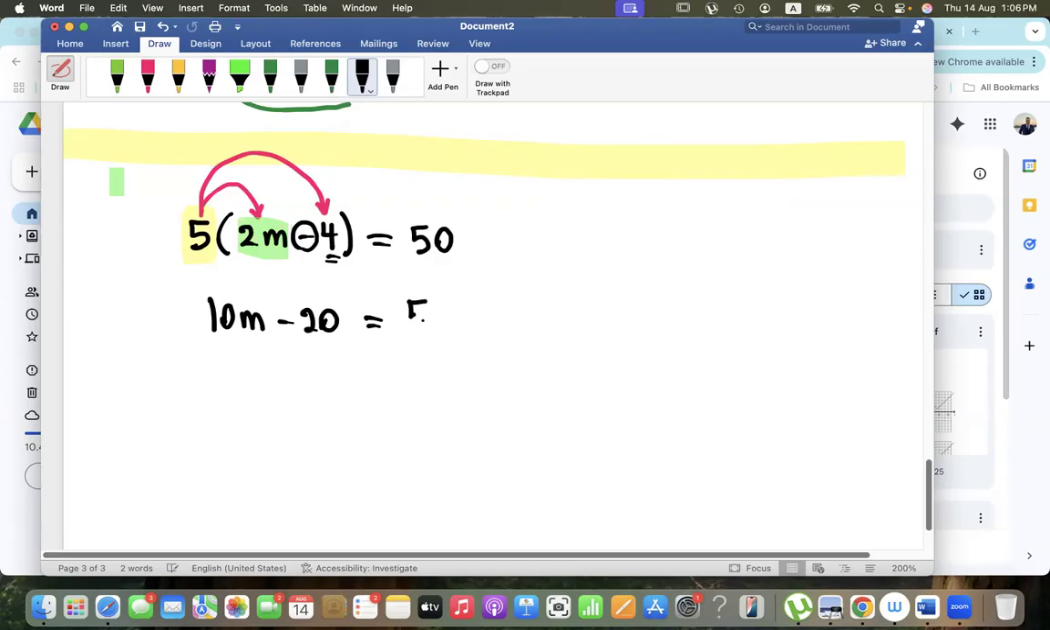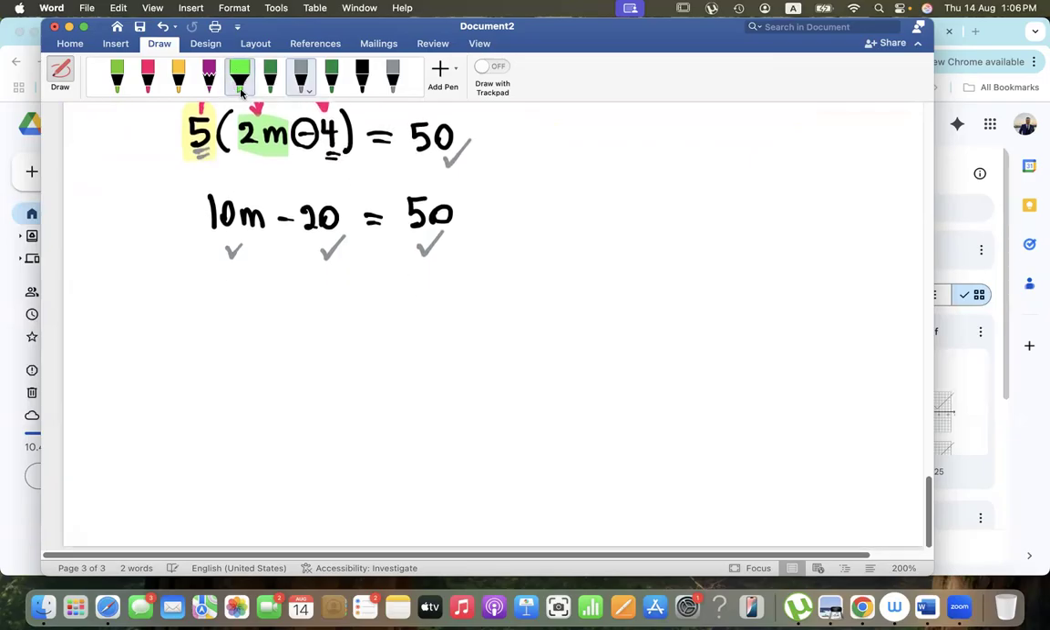Equals the same 50. So again, what I did here is I just multiplied the number which is outside the bracket by the whole bracket. So 5 multiplied by 2m gives me 10m, and 5 multiplied by 4 gives me 20. Why is it negative? Because here it is negative. Equals 50. That's it.